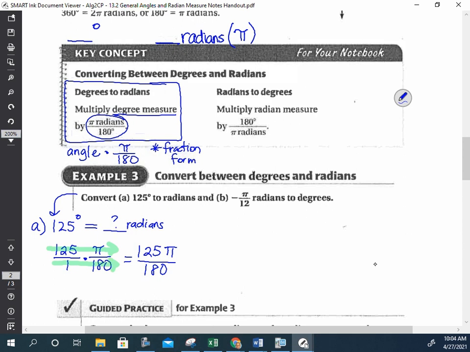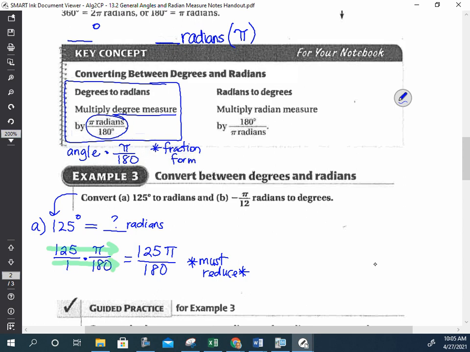Any questions before you finish the problem? It's not done. So you must reduce this fraction. If you leave it like that, I'm going to mark it wrong. If you leave it like that on IXL, it's going to mark it wrong.